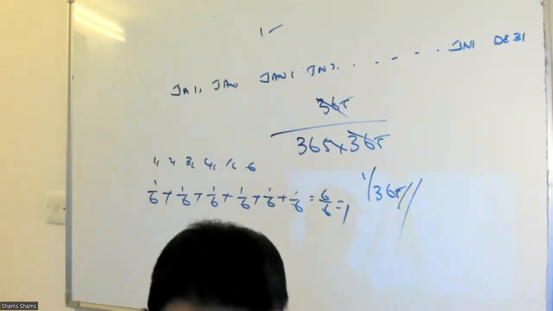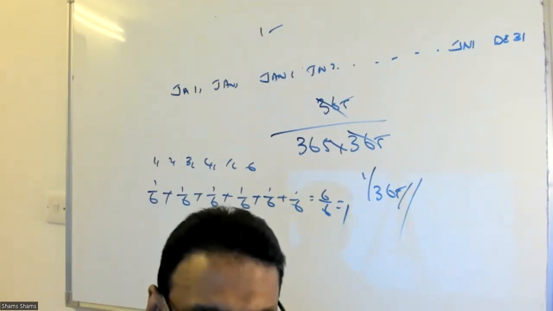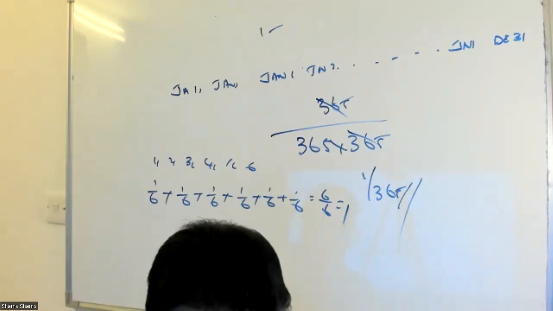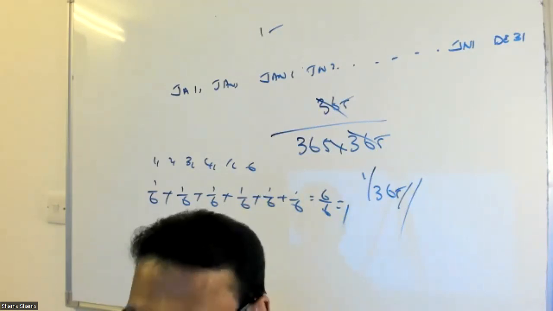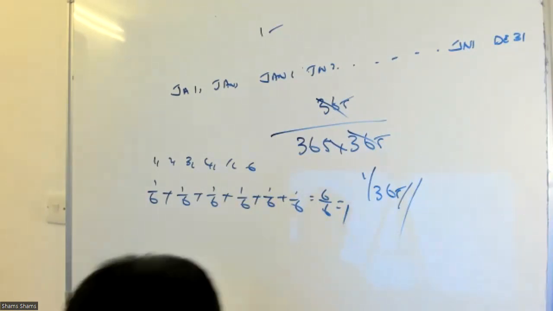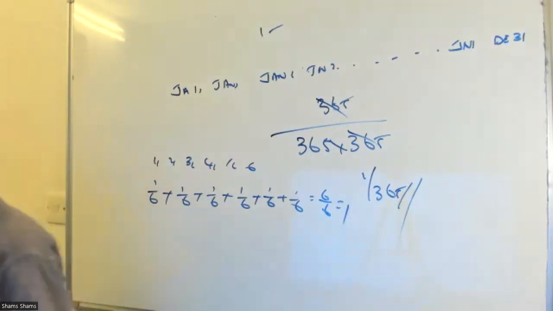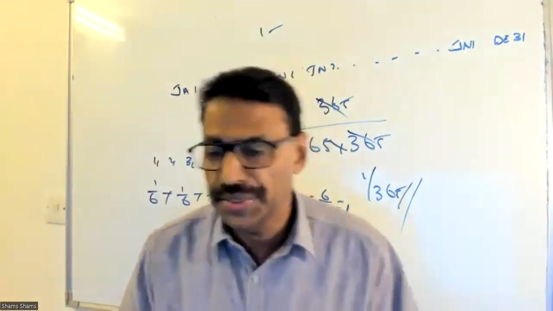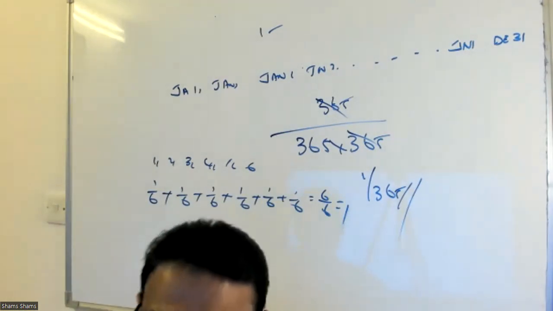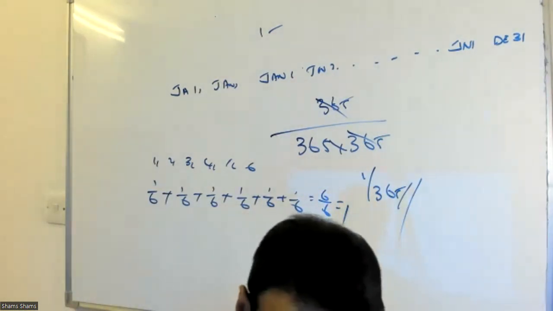Similarly, B may have any one of the 365 days of the year as his birthday. Okay. Understood? That means A can be any one of the 365 days, and B also can be any one of the 365 days.